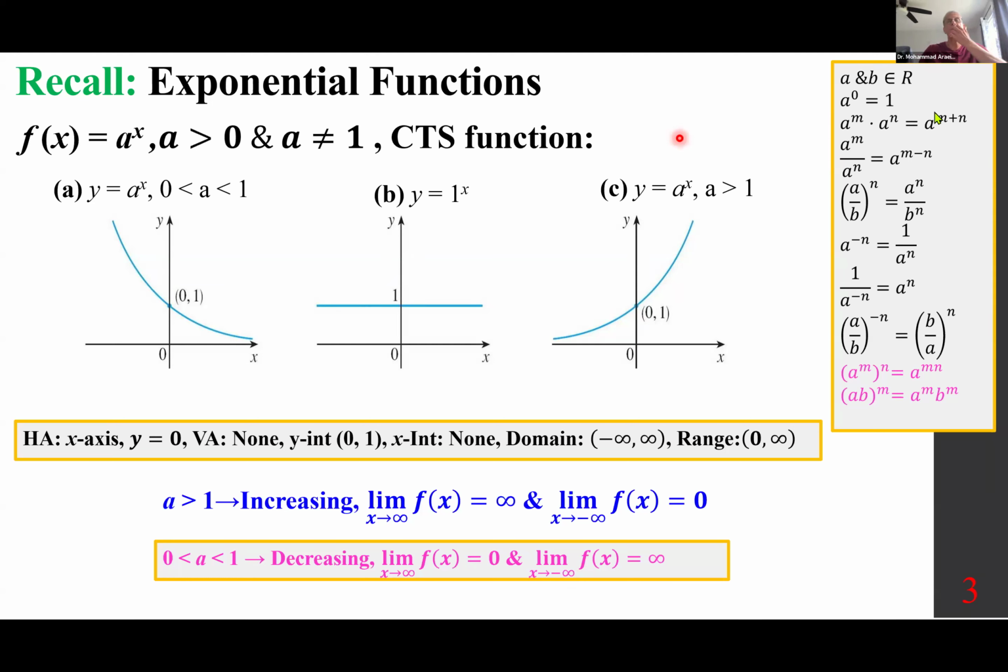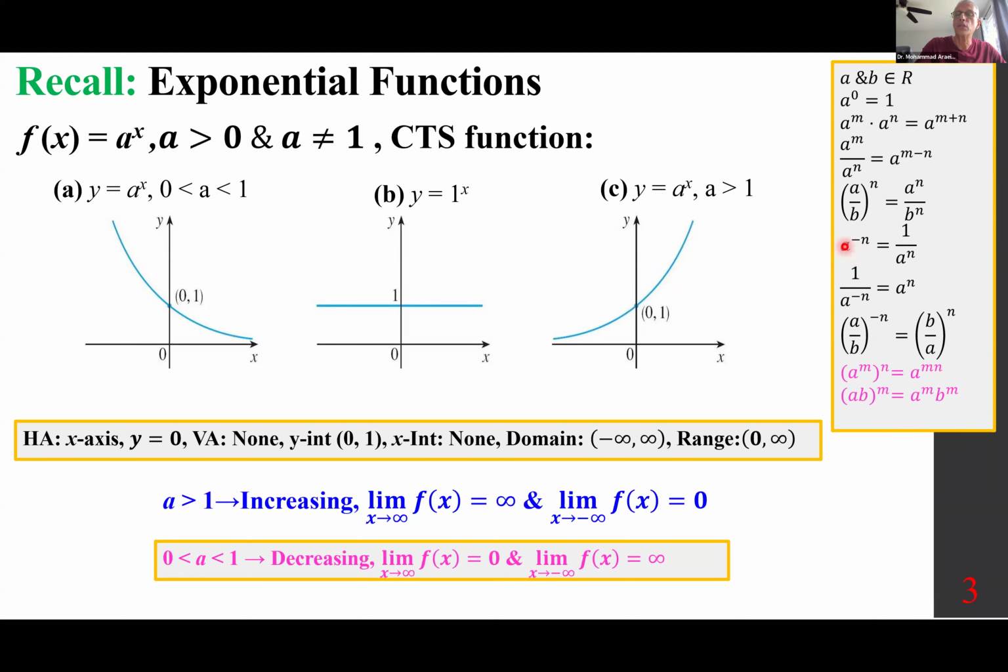Also, what you have here are some exponential rules, reminding everybody that a to the power of 0 is 1. A to the power of m times a to the power of n is a to the power of m plus n, known as the product rule. A to the power of m over a to the power of n is a to the power of m minus n, known as the quotient rule.